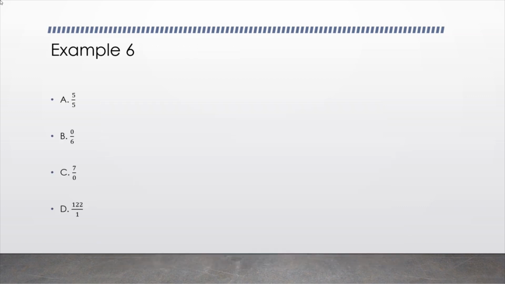So let's look at some examples. If I look at 5 over 5, it's the number over the same number, so you get 1. You have 0 divided by some number, so that gives you 0. 7 divided by 0 gives us undefined. And if I look at the last one, 122 divided by 1, anything divided by 1 is that number, so the result is 122.